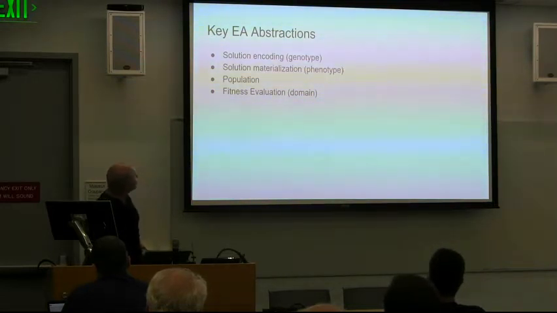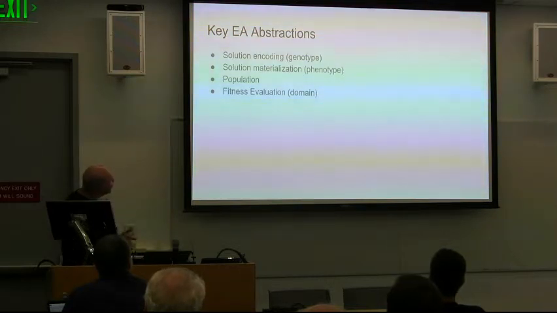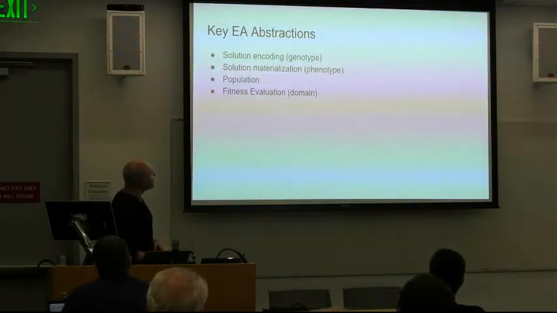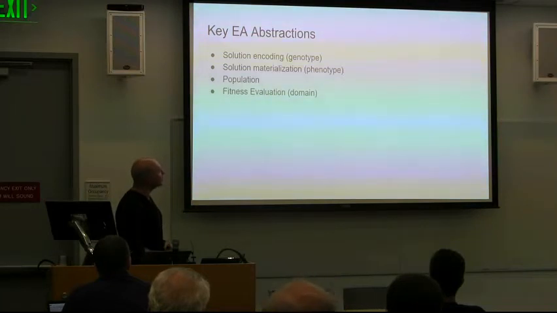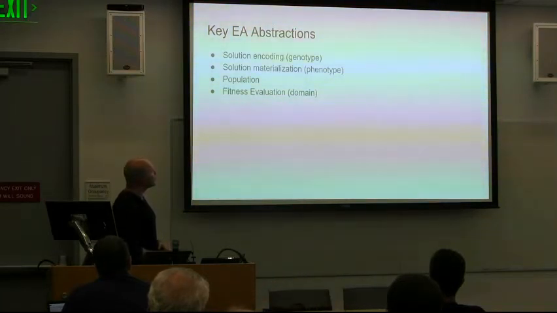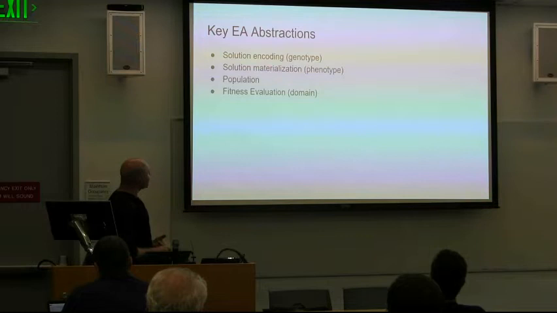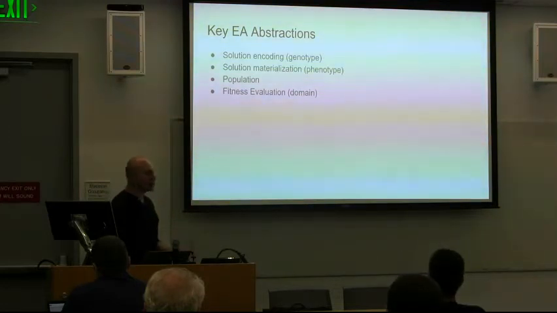So just a quick rehash of the key concepts here. We talked about the solution encoding and borrowing from biology. We are going to use the term genotype. Then there is the solution materialization, the phenotype. We have a population, and then we have the fitness evaluation, which is part of the domain. And I'm going to show you how these things map into the Darwin domain.